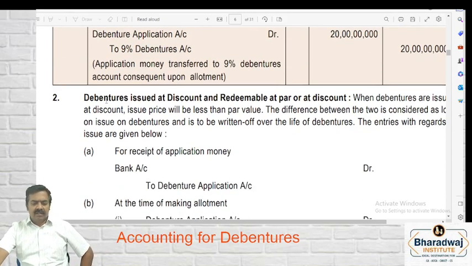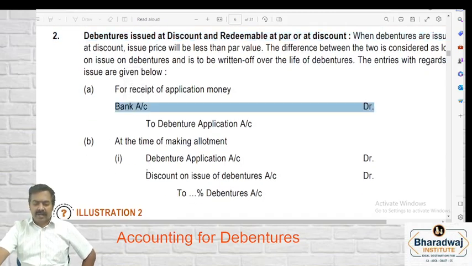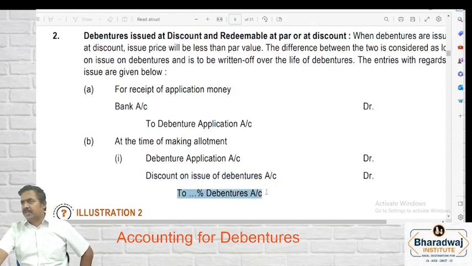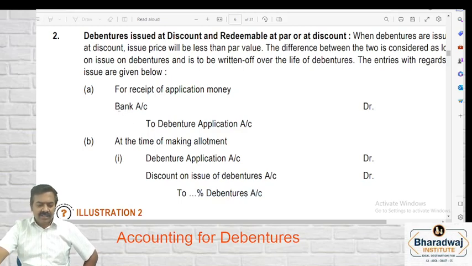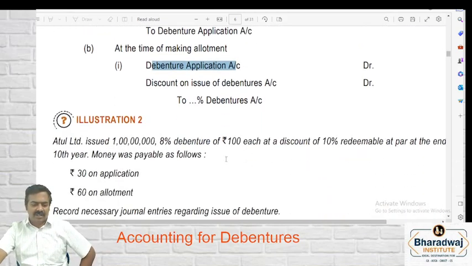Then, when debentures are issued at discount, what is the entry we passed? Bank account debit, discount on issue account debit to which account? Debentures account. In the textbook, they would have just added bank account debit to which account? Debenture application. That is used, then discount on issue of debentures to which account? Debentures account, like that they would have passed. Clear? Okay, one extra thing they would have credited and debited. You can pass a direct entry also, there is nothing wrong in it.